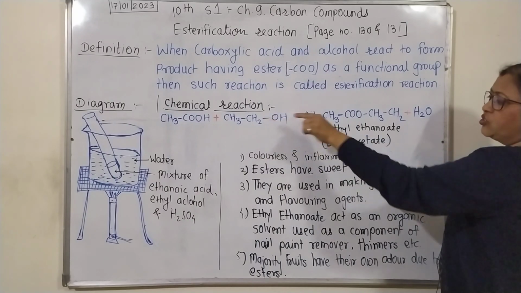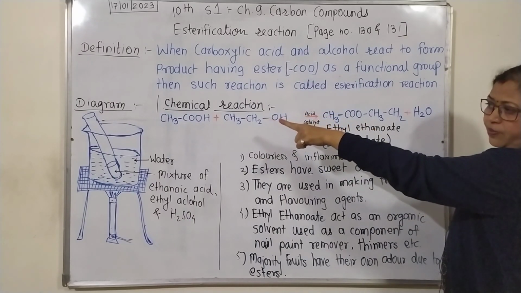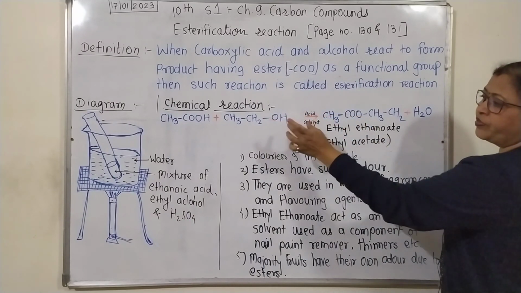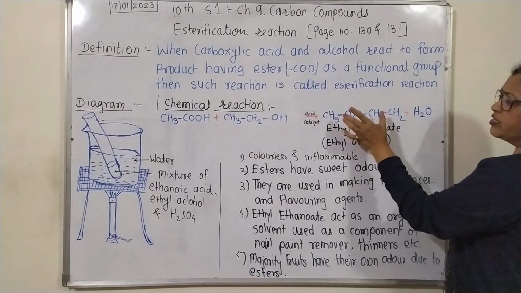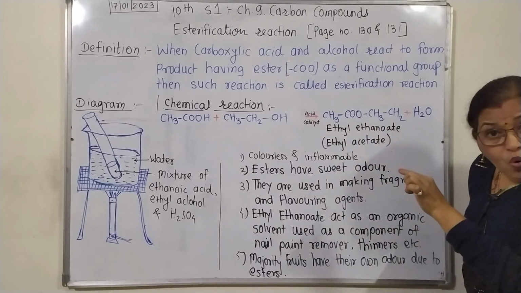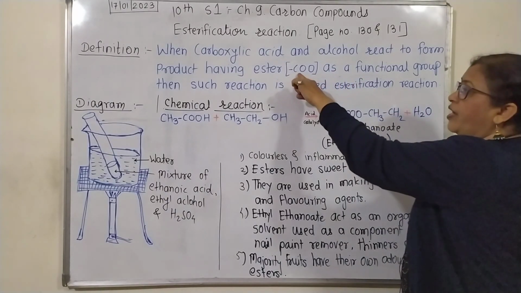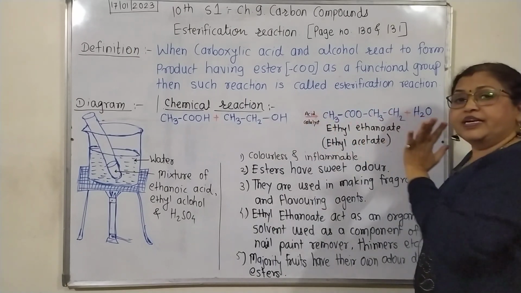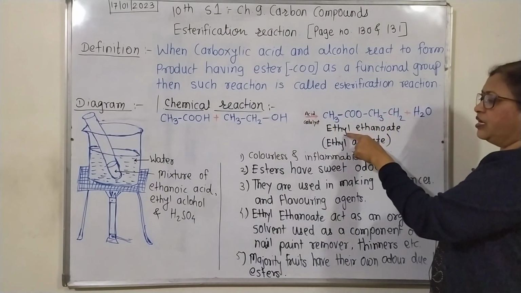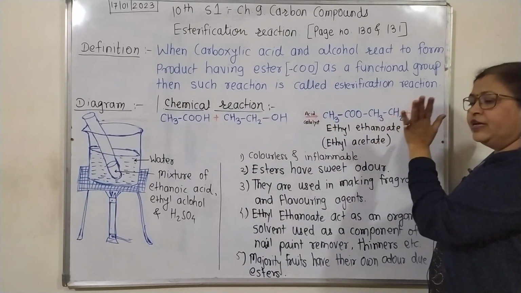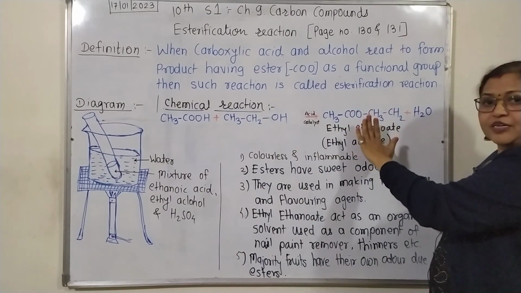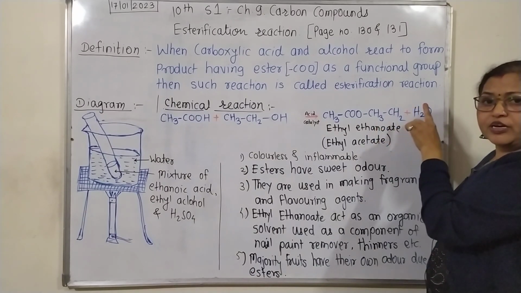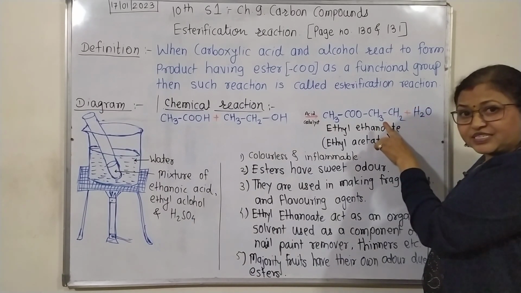See, CH3COO from that ethanoic acid and CH3CH2 from alcohol, they get attached together as COO as a functional group. Here I have written it is called ester, और इसका नाम है ethyl ethanoate, or it is also called as ethyl acetate. It is the ester. It is actually the chemical formula for ester.